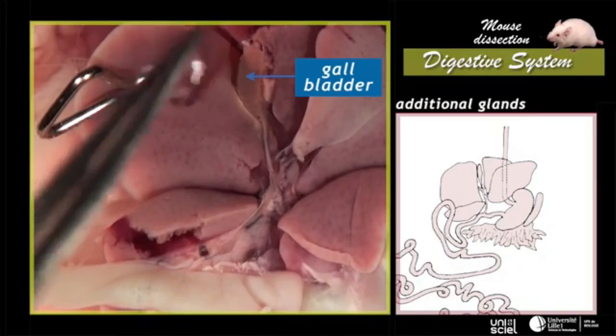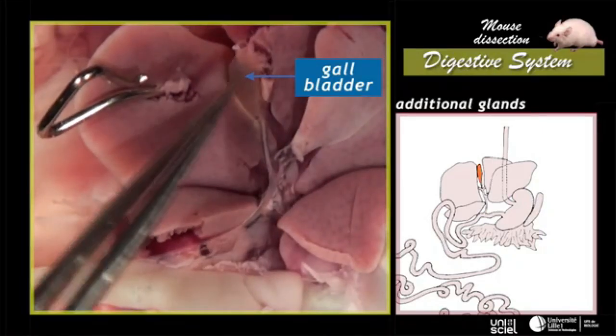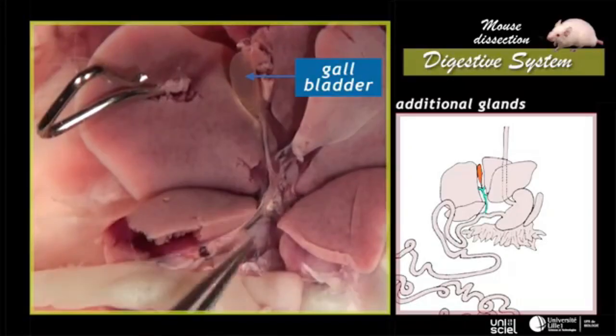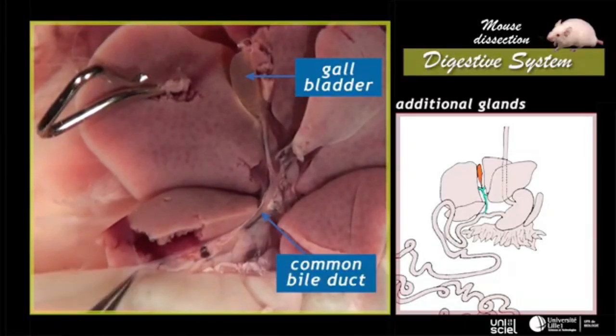The gallbladder is associated to the liver. To expose it, lift and move aside the median lobes of the liver. The common bile duct carries all the hepatic secretions to the duodenum.